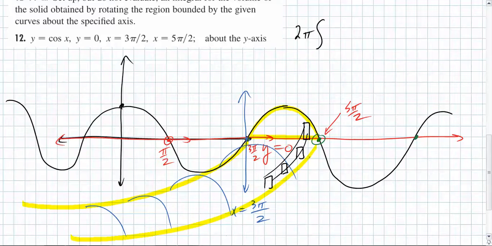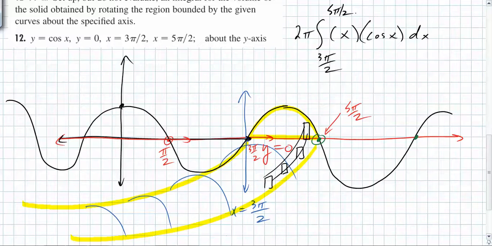So it's dx, right? So what's the radius? Radius is nice and easy on this one. It's just x, the distance from the y-axis, because we're rotating around the y-axis. And what's the height of this thing going to be? Cosine x, dx. And what are you going from? 3 pi over 2 to what? Yeah, you're done. That's it. Now here's the thing.